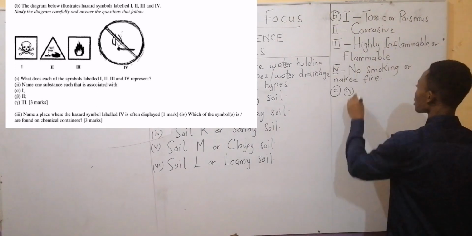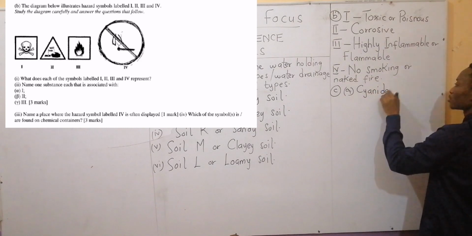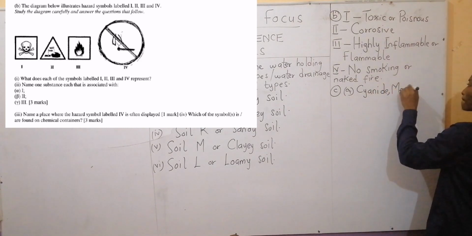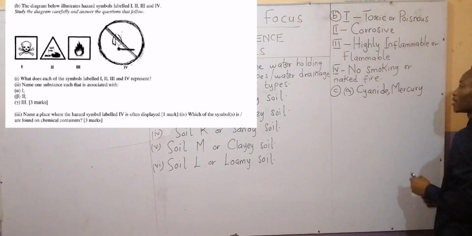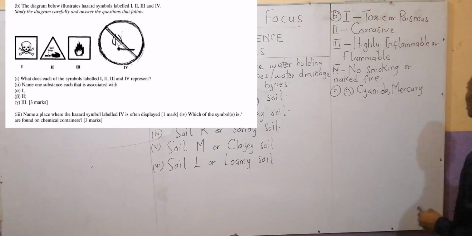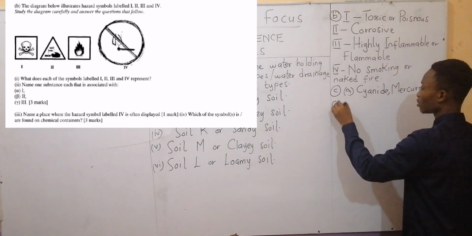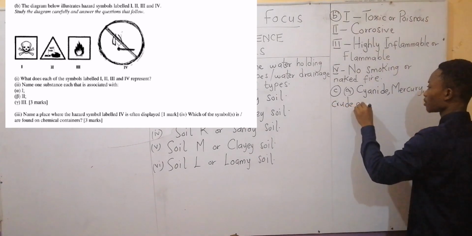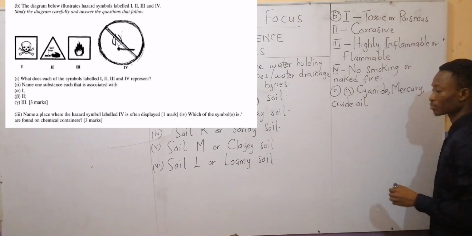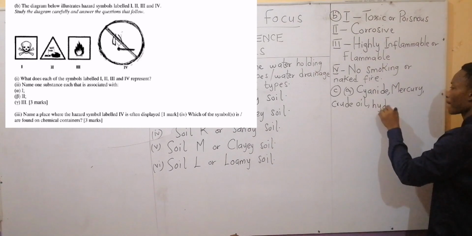Now there's what we call cyanide. It's toxic or poisonous. Mercury. When you go to the mining sites, these chemicals are so popular over there. Cyanide, mercury, crude oil is poisonous, and hydrogen peroxide.